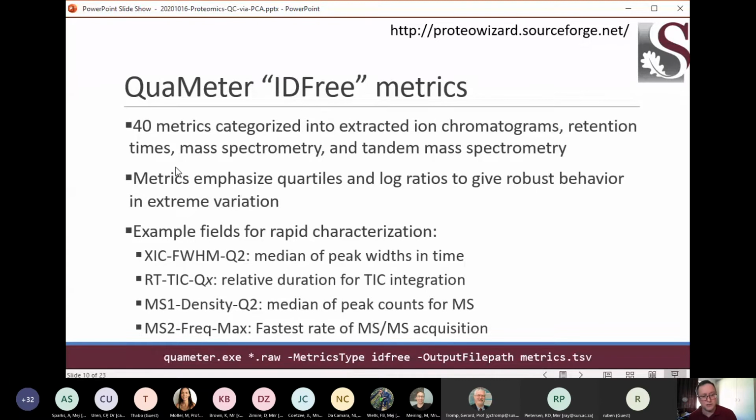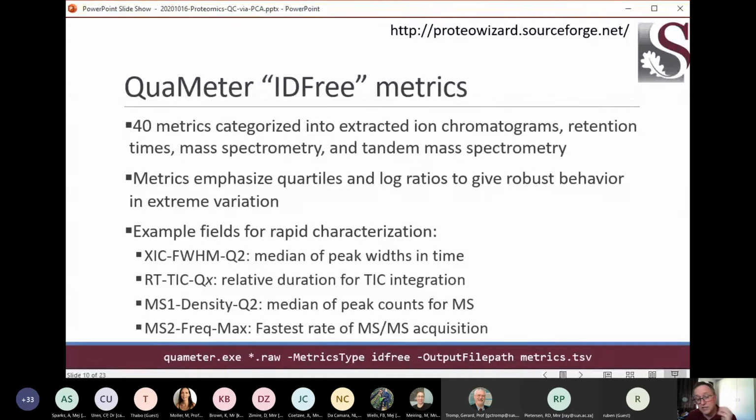So Quameter included about 40 metrics that separated into similar categories: the extracted ion chromatograms, that is to say the pattern of intensity over time for peptides, the retention times to characterize liquid chromatography performance, the mass spectrometry, and the tandem mass spectrometry that's conducted. Overall, we focused on an expectation that the data we were working with were not always going to fall into neat normal distributions. And we tried to focus on quartiles to say, what is the 25th percentile, the 50th percentile, and the 75th percentile to help us understand the distribution of these values rather than just giving means, for example. And anytime we talked about intensity, we focused on log ratios of peaks to flatten out some of these distances and make these metrics more useful broadly.